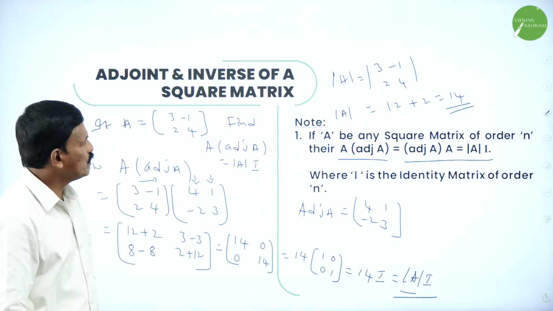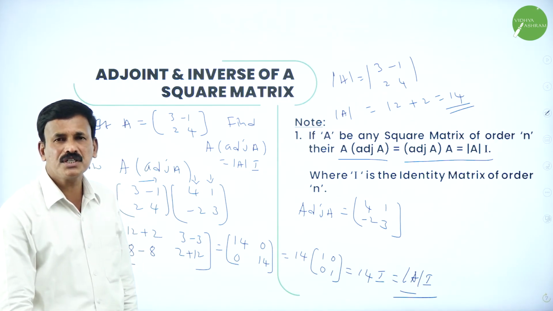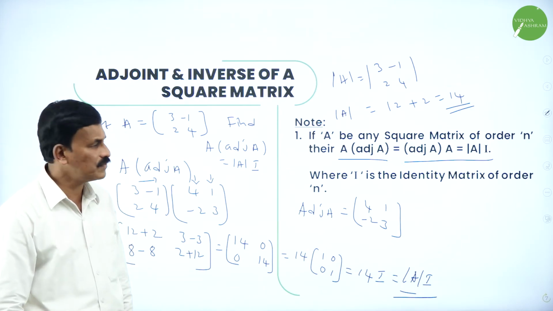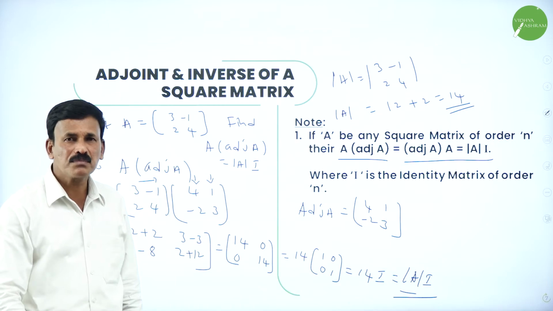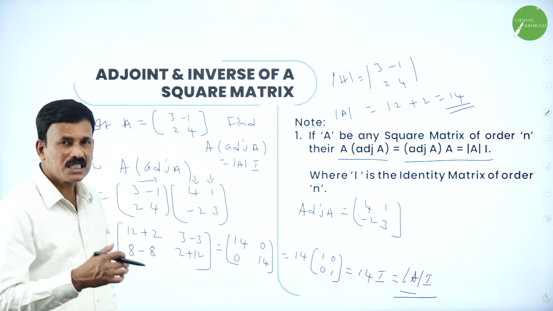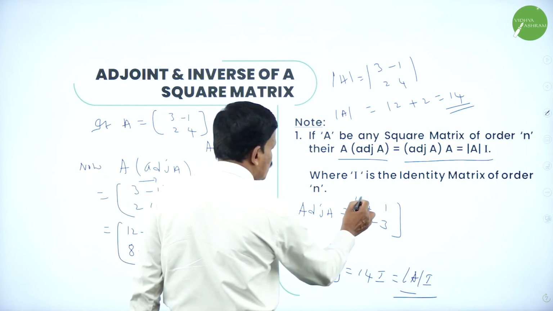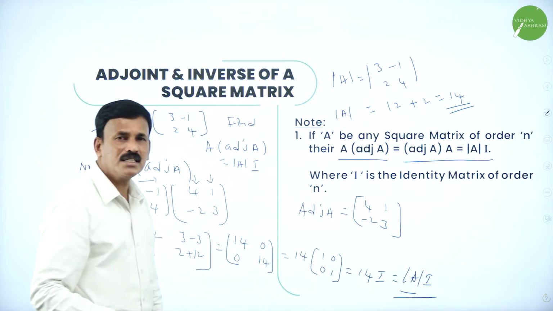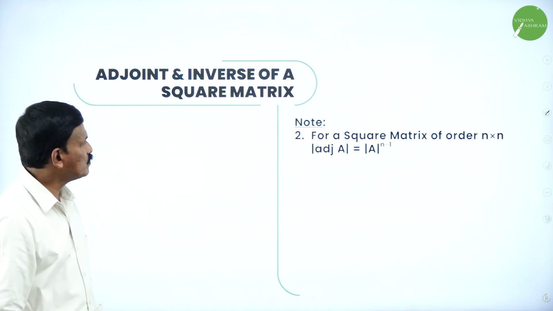If you multiply the matrix and its adjoint, A into adjoint of A is always equal to determinant of A into I. That is regarding the property. Now let me explain how to find the adjoint by the easiest shortcut method: interchanging the diagonals and changing the signs of the secondary diagonal. Let us come to that.